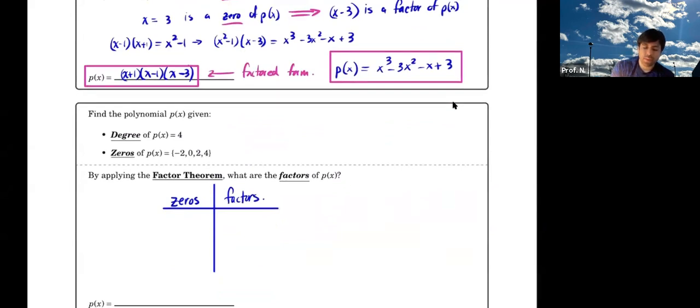So then what are the factors? If x equals negative 2, what's my factor? My corresponding factor would have to be x plus 2. Then if x equals 0, what's going to be my factor? It's going to be just x, because x plus 0 is just x, or x minus 0 is x. And then what if x equals 2, what's my factor?